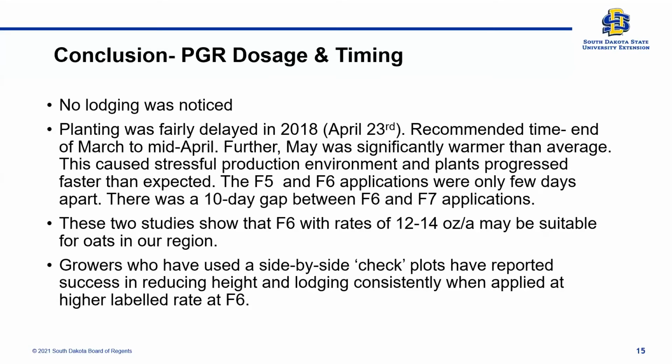Prior to this study and after it, we have used PGR in different plots, growers' fields and strip trials. Concluding everything together, I would say F6, or the first node when you see it at the soil surface, would probably be the ideal time, and going with a higher label rate, about 12 to 14 ounces per acre, would be ideal to shorten your height and prevent any lodging you may have seen in your field.